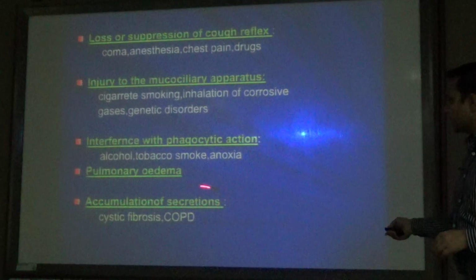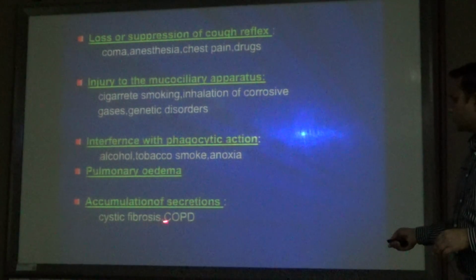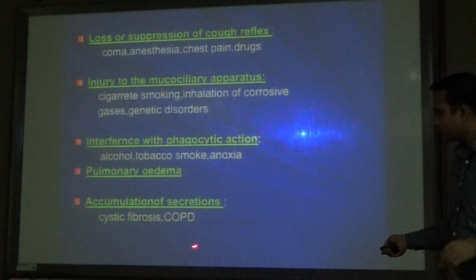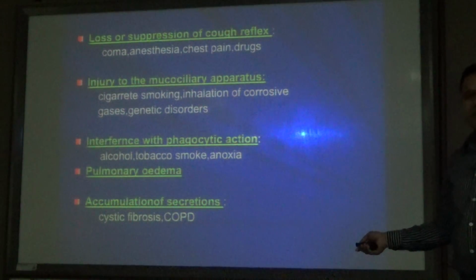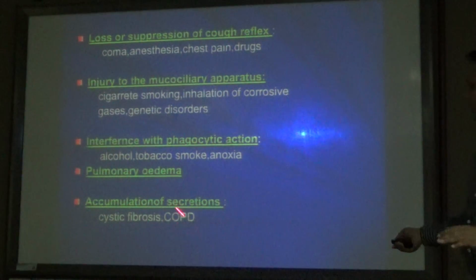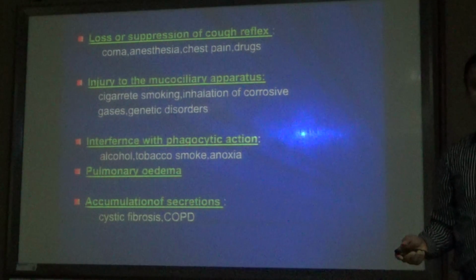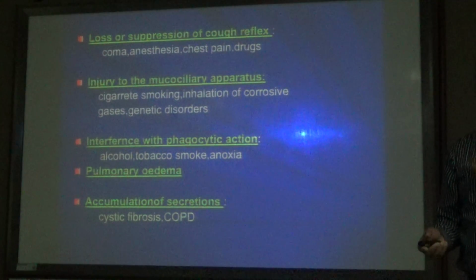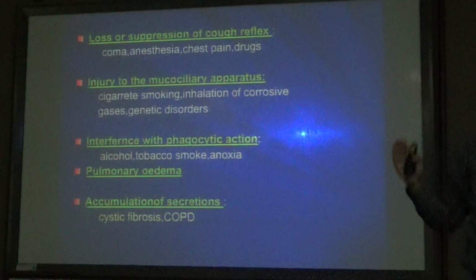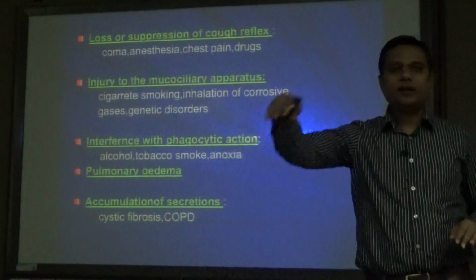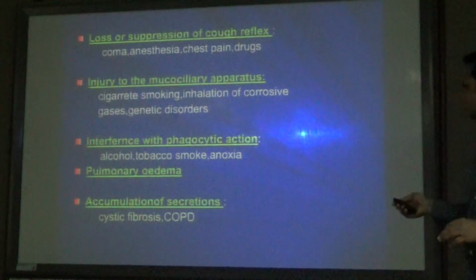Then accumulation of secretions, such as in cystic fibrosis and chronic obstructive pulmonary disease. Cystic fibrosis is a genetic condition. In this condition, there is lots of chance of infection going into the lung and getting affected. This is how the infection crosses the barrier and affects the lung.